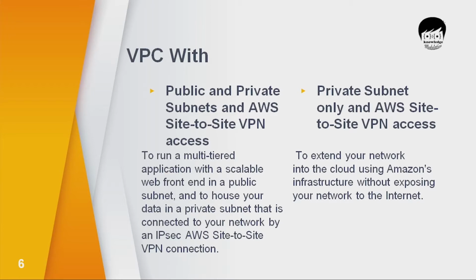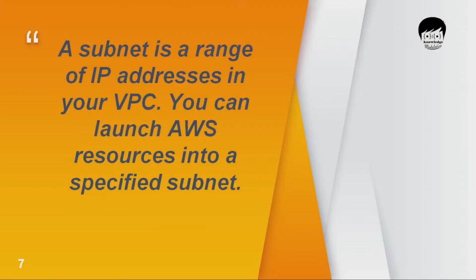And the last one is private subnet only and AWS site-to-site VPN access. It's a hardware VPN. Now we'll discuss a subnet. A subnet is a range of IP addresses in your VPC. You can launch AWS resources into specified subnets.